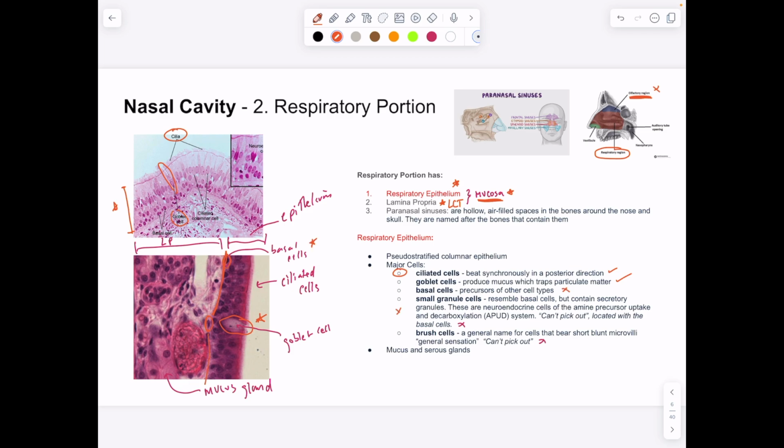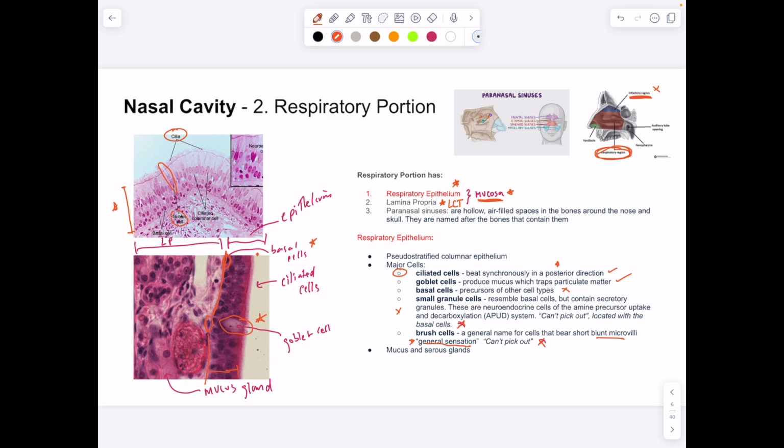Small granule cells are going to be there as well within this epithelium that makes the first part of our mucosa. But these really can't be picked out unless we stain them differently, so we don't have to worry about that on an exam. Same with the brush cells, which are cells that have microvilli on the top instead of cilia. And they are used for general sensation, but we won't be able to pick them out here.